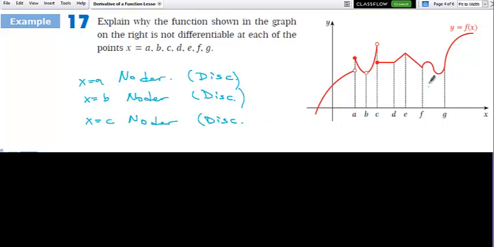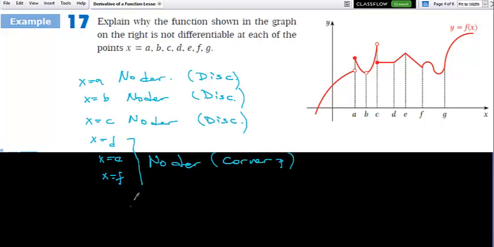Here D, E and F points are, as you see here, corner points, so x is equal to D, x is equal to E, and x is equal to F. For these points, no derivative. The reason is the same for all of them, because it is a corner point. For corner points, we don't have the derivative. This is a corner point.